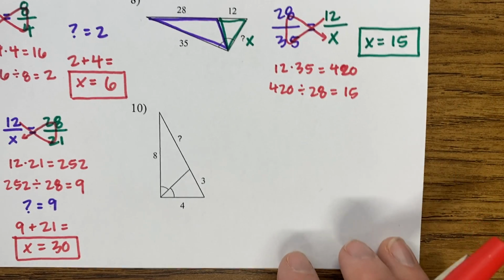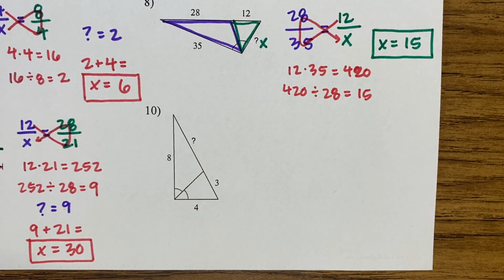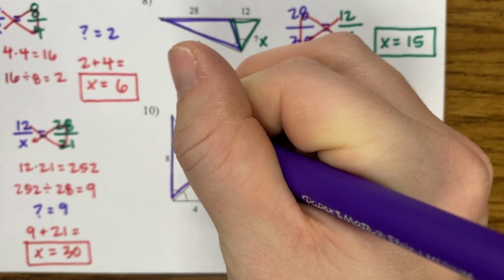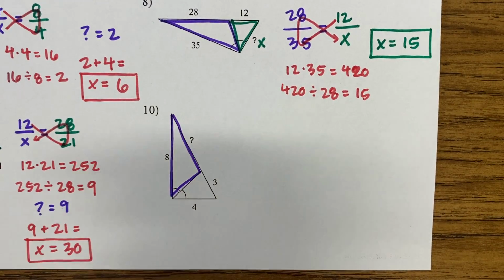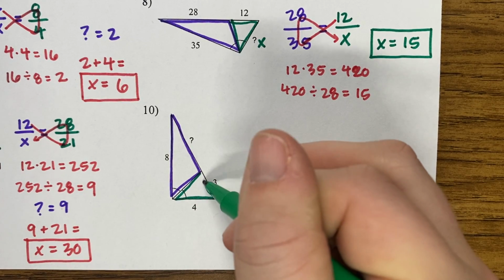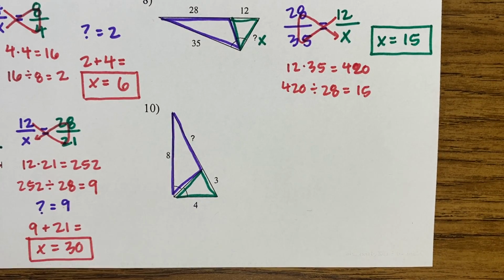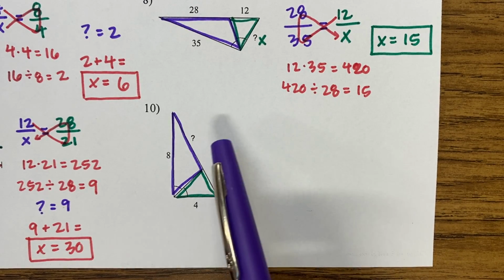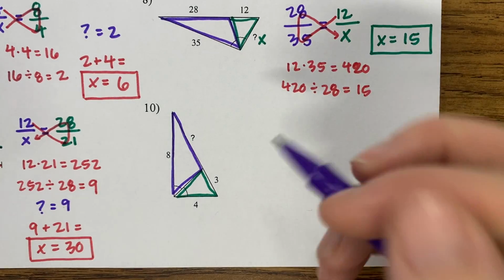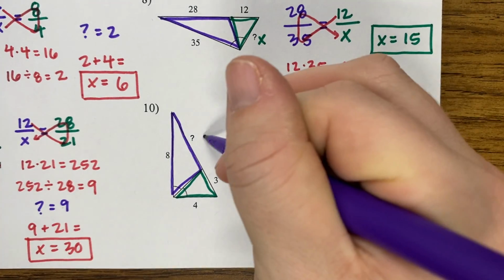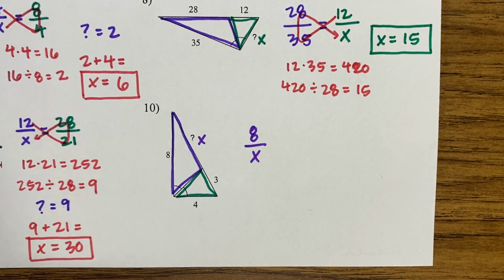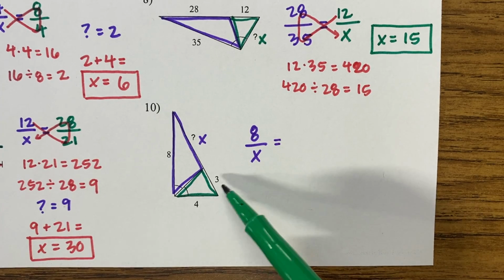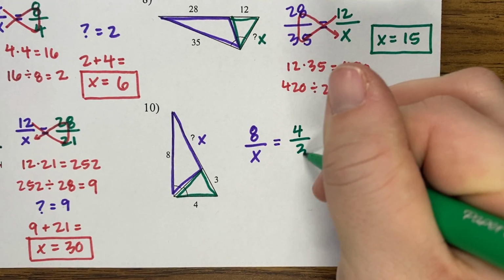Okay, last example. I'm just looking for one of my sides, so I can go ahead and split it into 2 triangles. And set up the proportions. Okay, let's do left over right. Okay, so we got 8 over x that we're looking for our purple. And it equals the same pattern with my green. So left over right, 4 over 3.